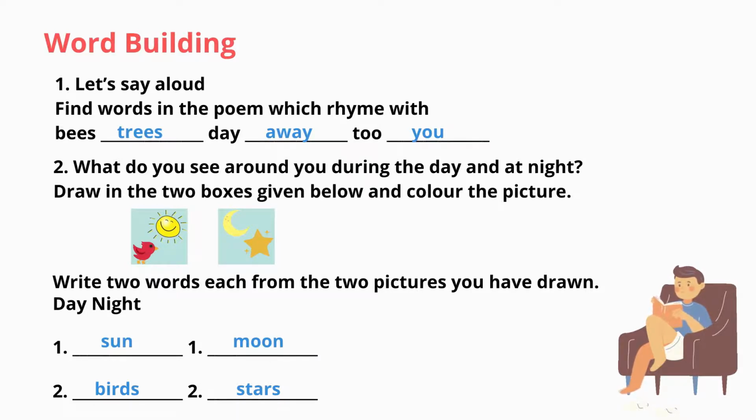So you have to draw the things which you see in the day, and in another box, draw a picture which you see at night. So in the day, we see sun, bees, birds, clouds. At night, you can write moon, stars and bats.